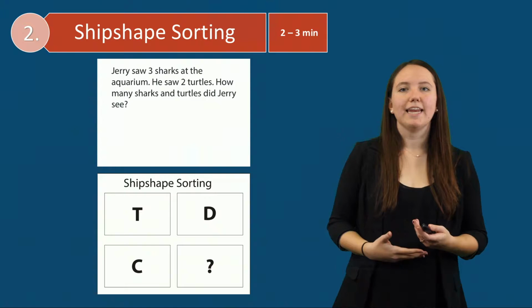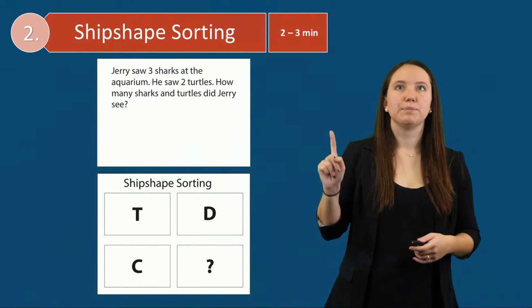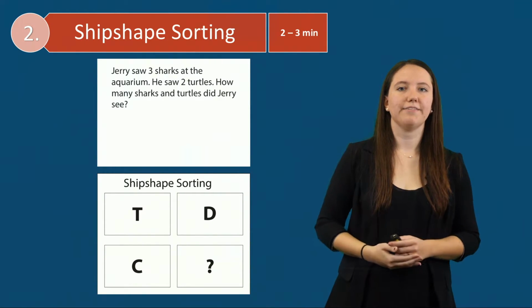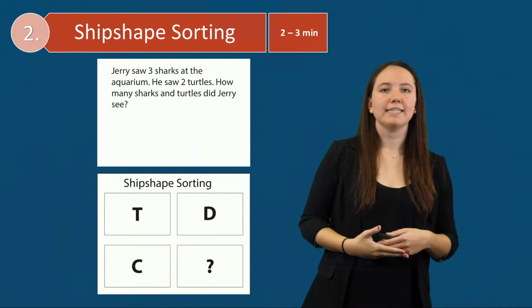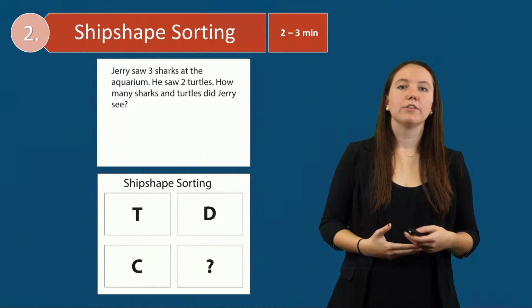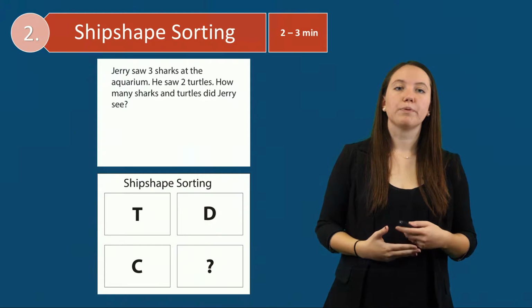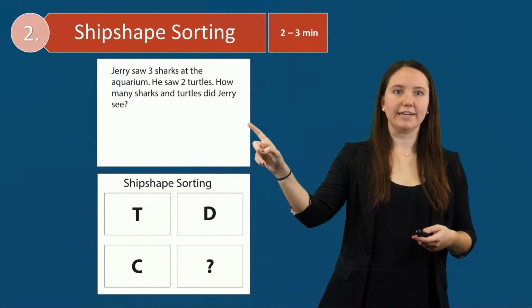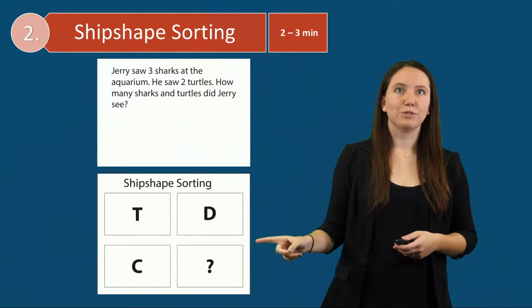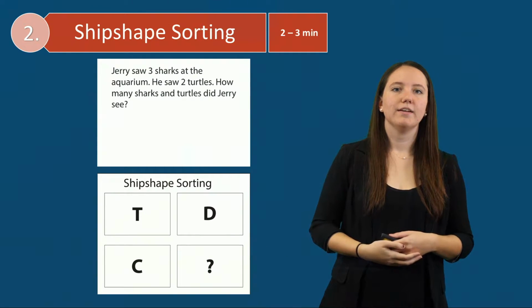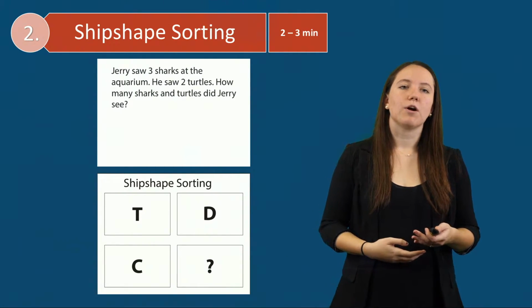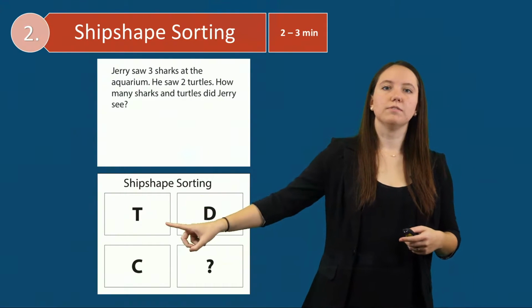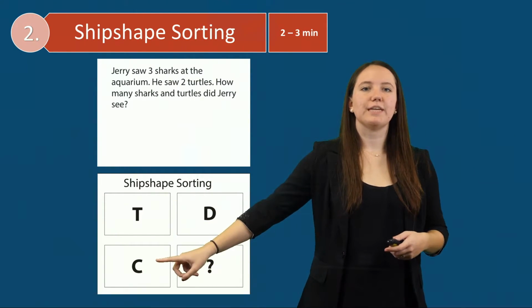The second activity in a STAAR lesson is Shipshape Sorting, which is a 2 to 3 minute activity. In this activity, students practice identifying word problem schemas learned during the STAAR problems by reading word problem cards, an example of which is seen here, and sorting them onto a map, which is seen here, during a 1-minute timing. Students identify word problem cards as belonging to either the total, difference, or change schemas.